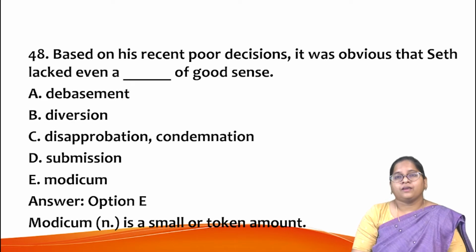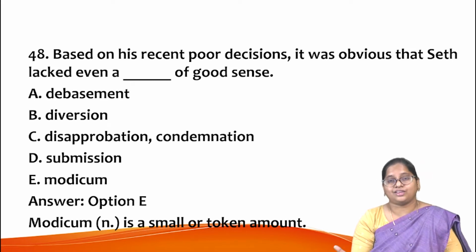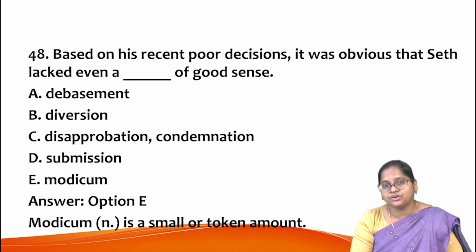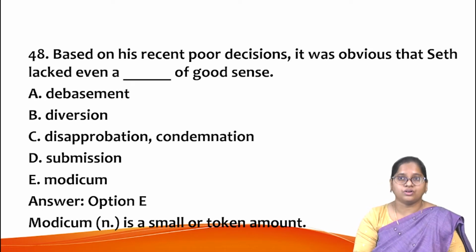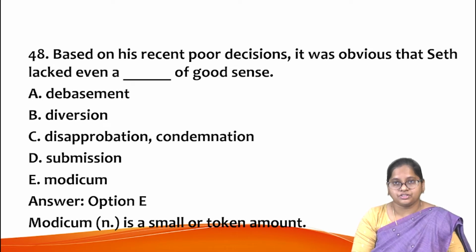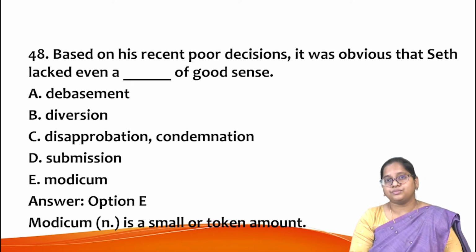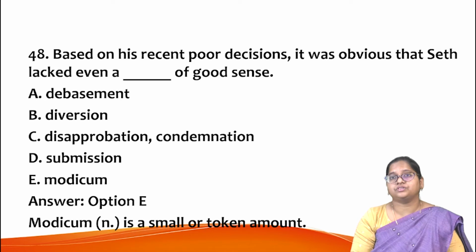Disapprobation is when you don't accept it and you start criticizing it. So that is like you condemned. You say that it's not good. So based on his recent poor decisions, it was obvious that Seth lacked even condemnation of good sense. Next, fourth: based on his recent poor decisions, it was obvious that Seth lacked even what? Submission of good sense. Submission of good sense. You submit something and you do it.